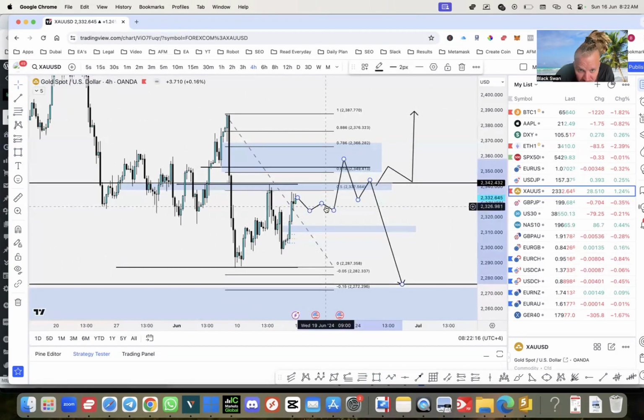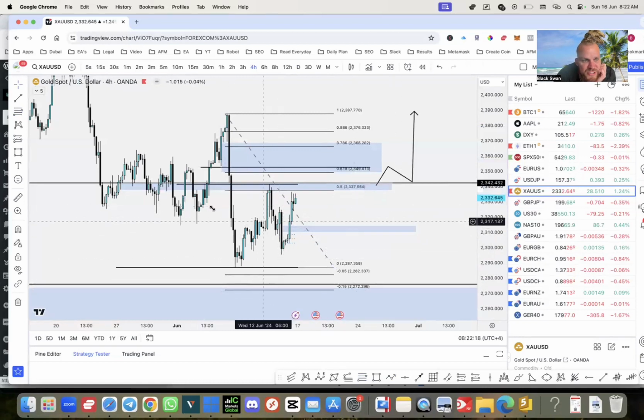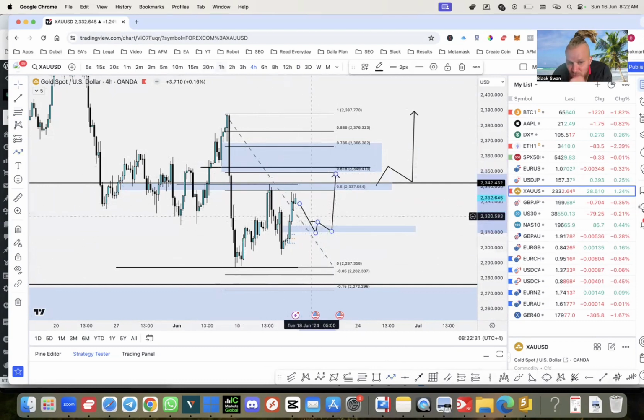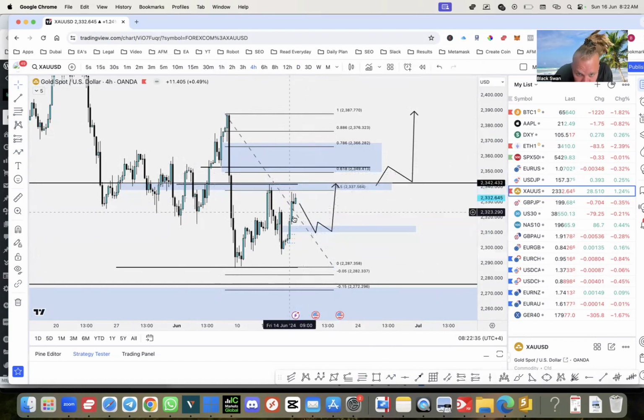This would actually be perfect. If we look at this now, we've got an imbalance here. So if we pull back, where are we? The tool again. We pull back into here. That there, very nice. Looking buy there. That's what I want to see. Imbalance fill, boom, we look to buy back up to this high. That'll be a nice trade going into next week.